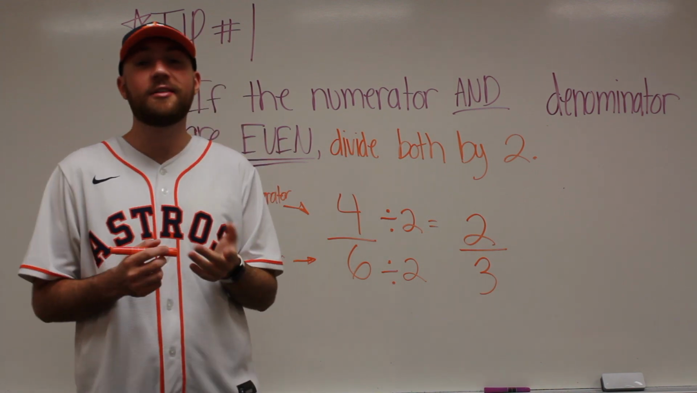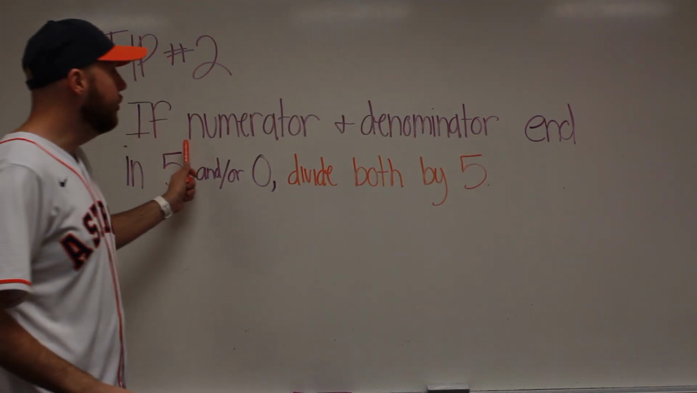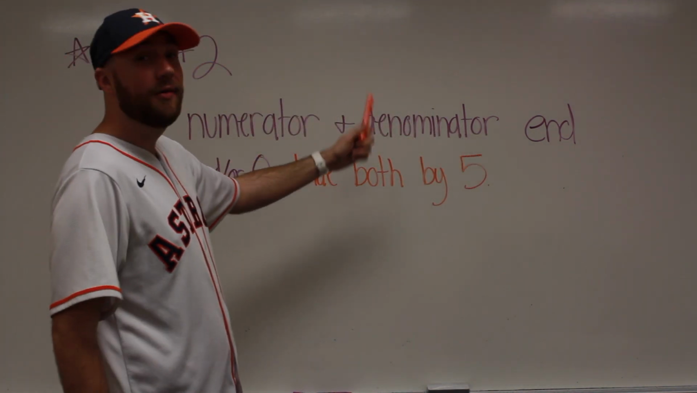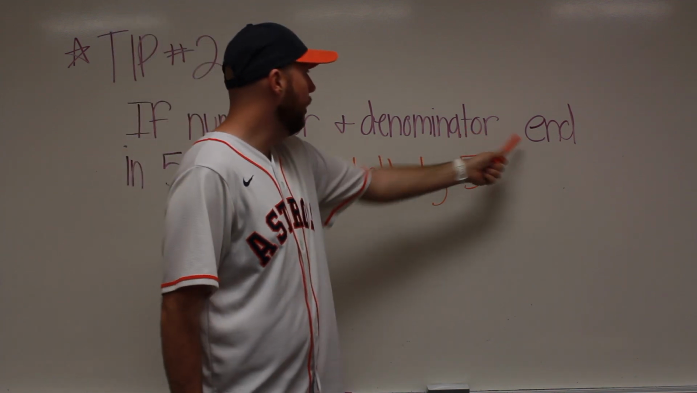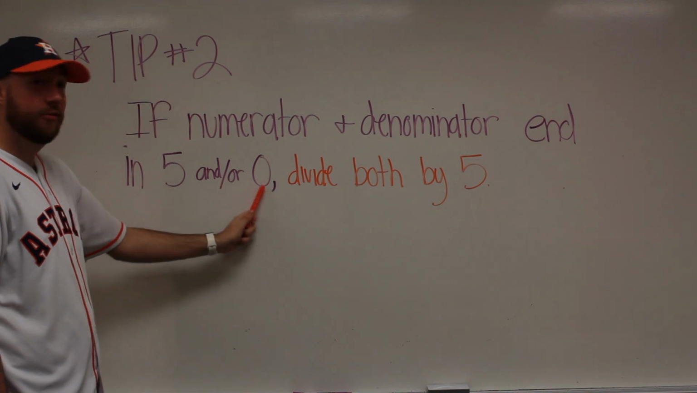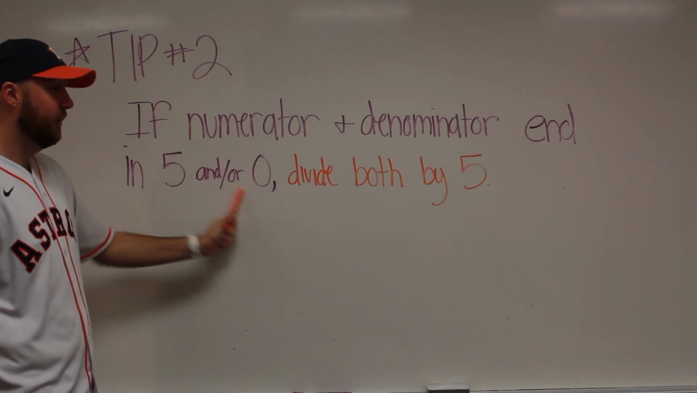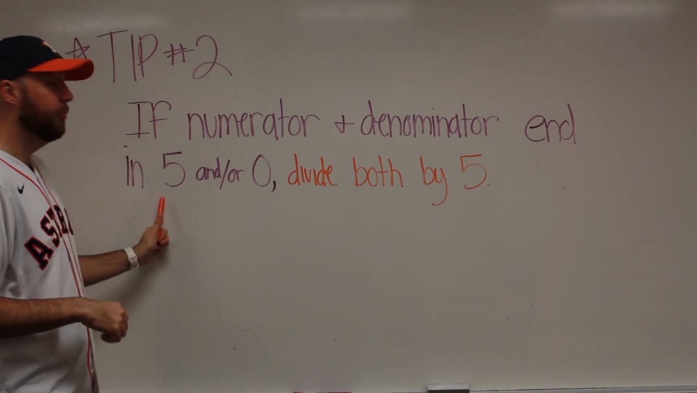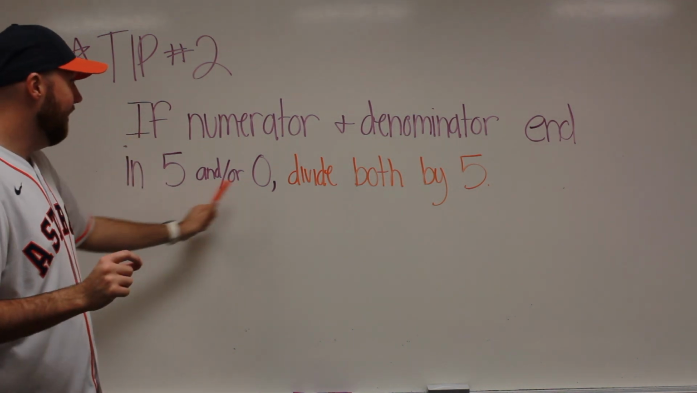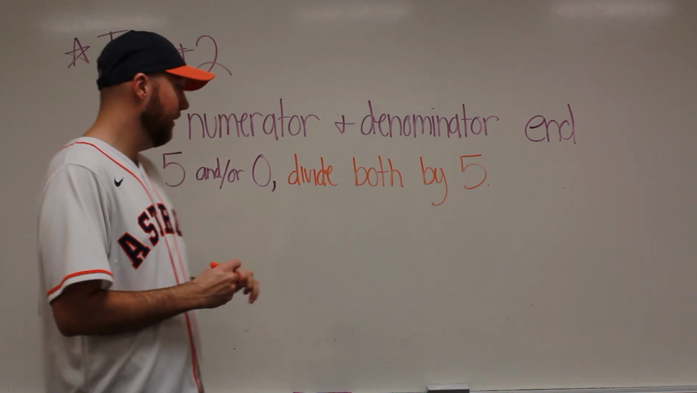Okay, so now let's get into tip 2. Tip number 2: if the numerator and denominator, the top and bottom number, both end in either 5 and/or 0, so they can both end in 5, or one can end in 5 and one in 0, just a mixture of those. If both of those last digits are 5 or 0, you can divide them both by 5. So let's see what that looks like.